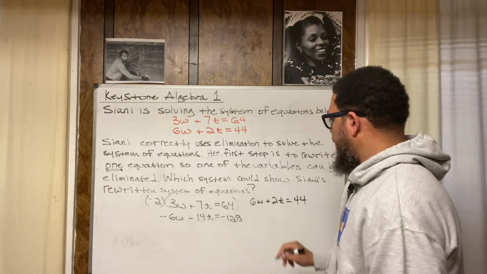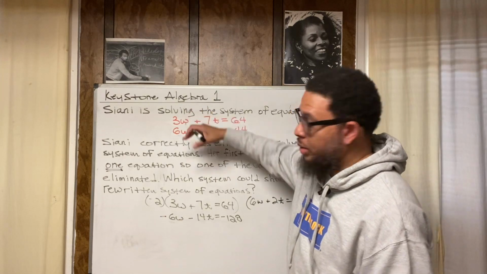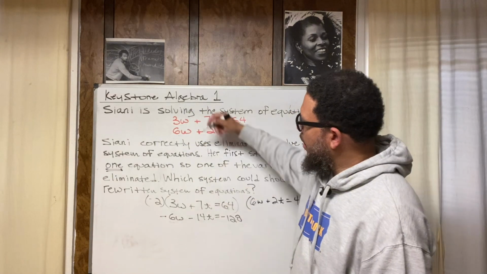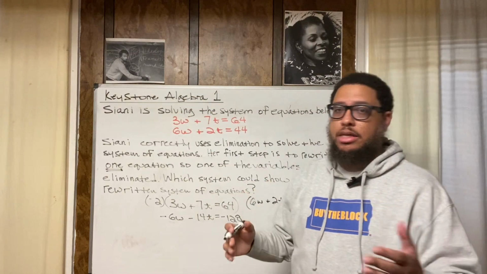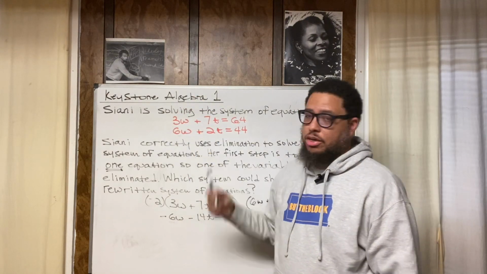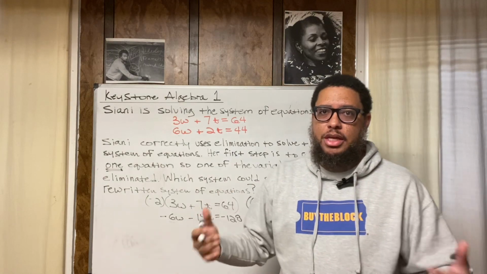All right. Now, if I want the W's to cancel out or get eliminated, right? If this was a negative 3W, then they would get eliminated. Because ask yourself, what does 3W plus negative 3W add up to? It adds up to 0 because 3 plus negative 3 equals 0.